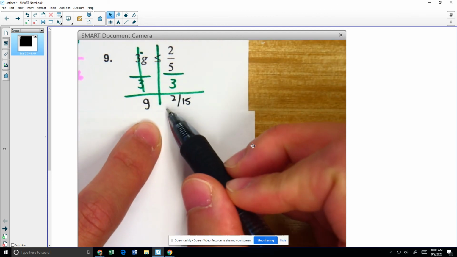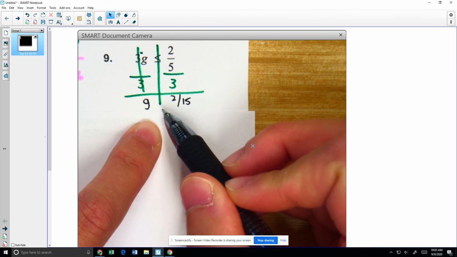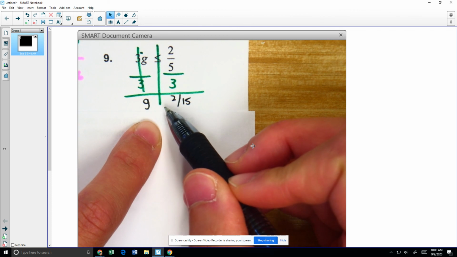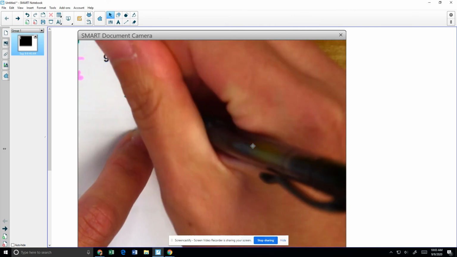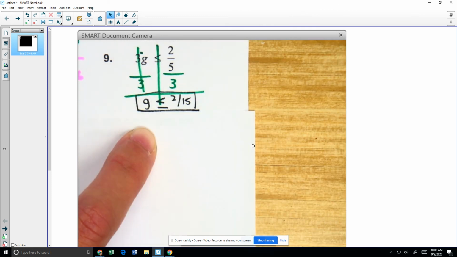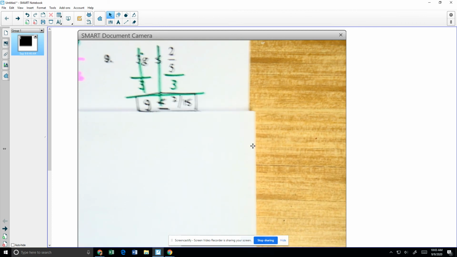Okay, what do we think? Flip or not flip? No. Don't flip. I am not flipping because I am not dividing by a negative. And then I would graph it. Okay, I hope we know how to do that.